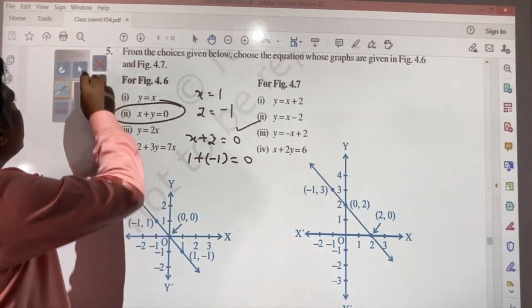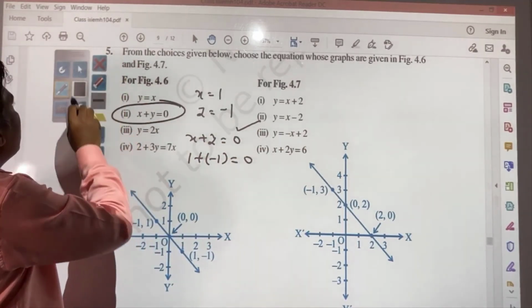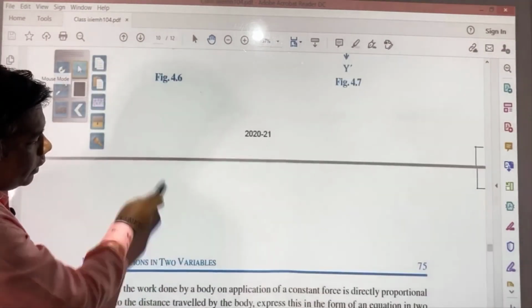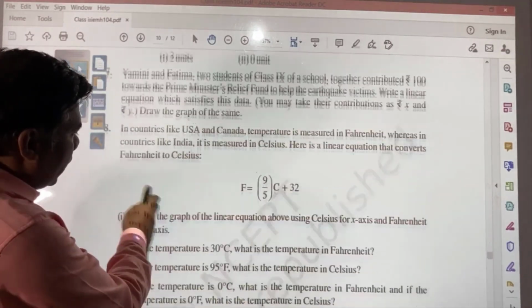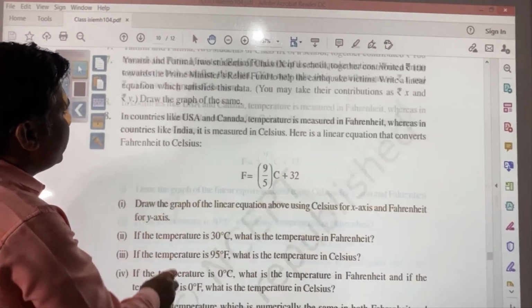And rest of the questions just you try to solve. Very few questions are there. If you will be able to solve, just you try.